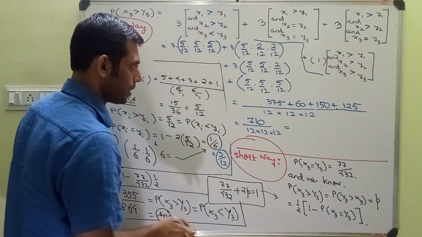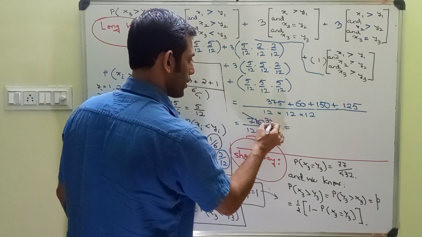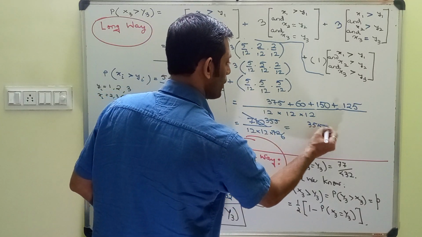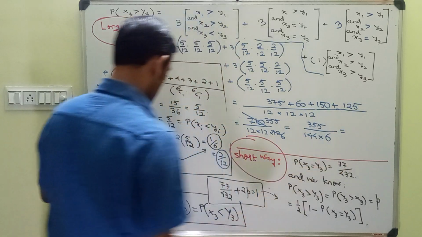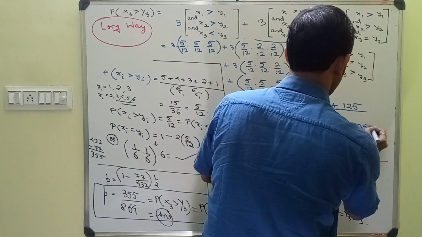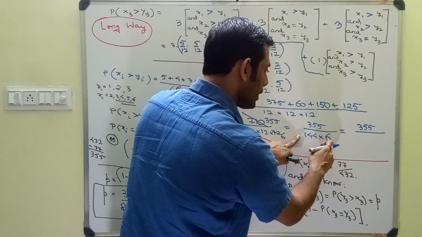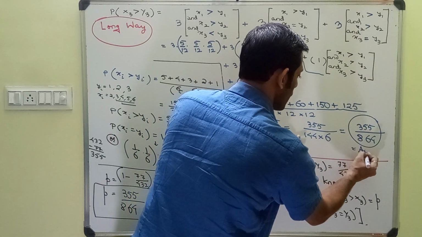Let's resolve. Divide by 2. That means you get 355 and a 6. That means you get 355 by 144 into 6. 144 into 6, 840 plus 24, 864. You see that? That's your answer.